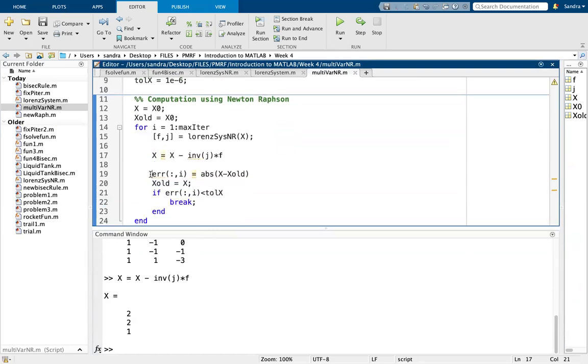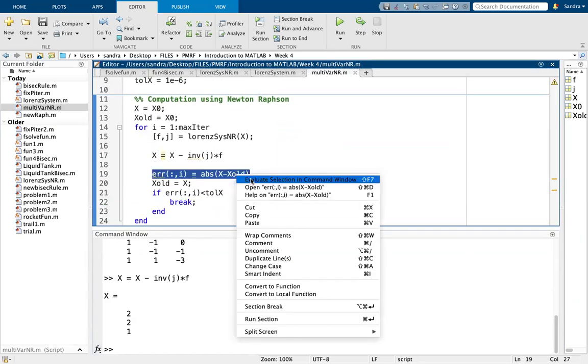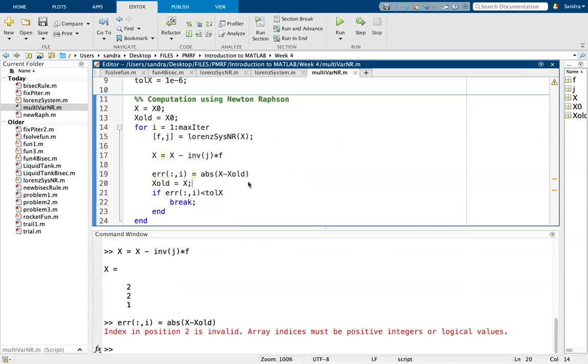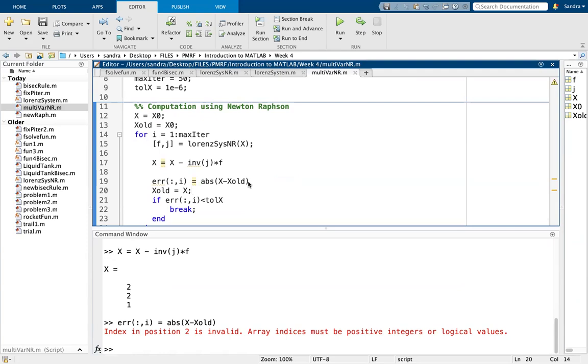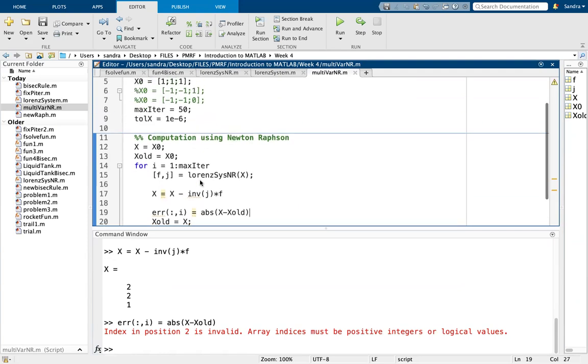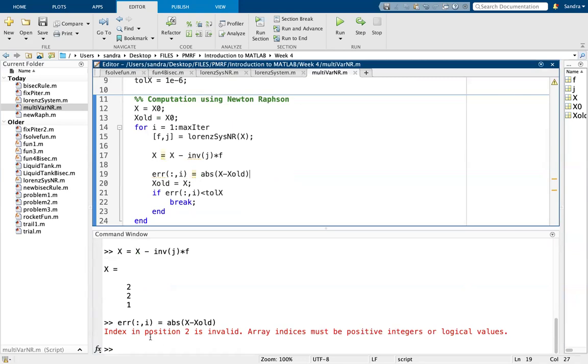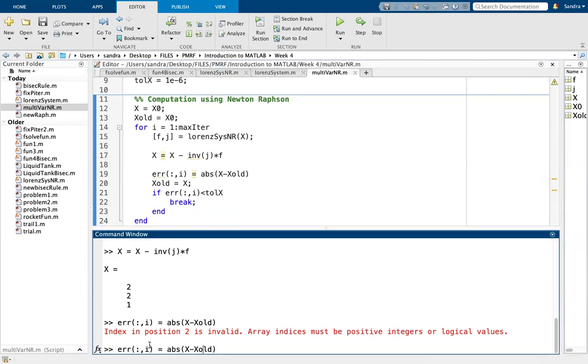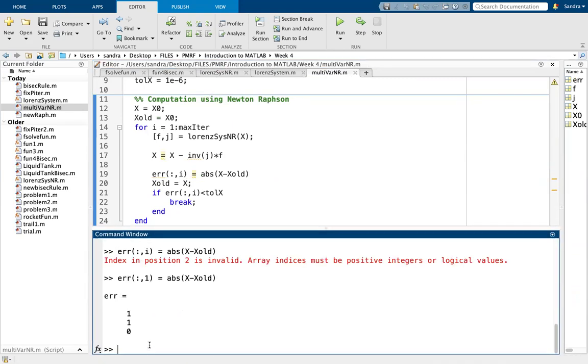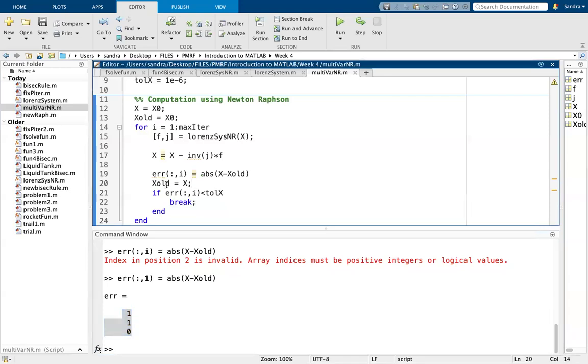Okay. I calculate the error. Error will be a vector. Oh, Matlab doesn't know what the error and i are. Let i be equal to 1. So my error is x old minus x. Again, I'll be getting it as a column. Now I update the old x value to the new x value.